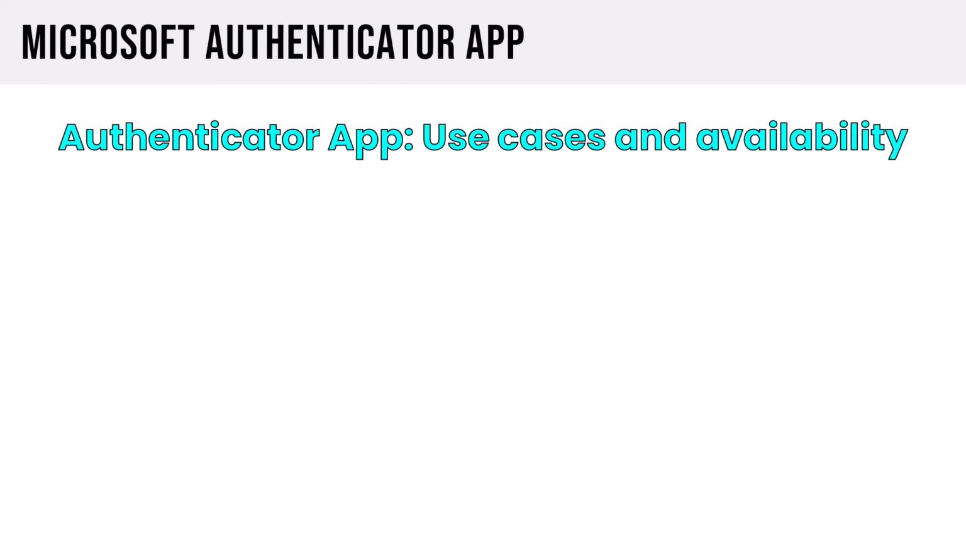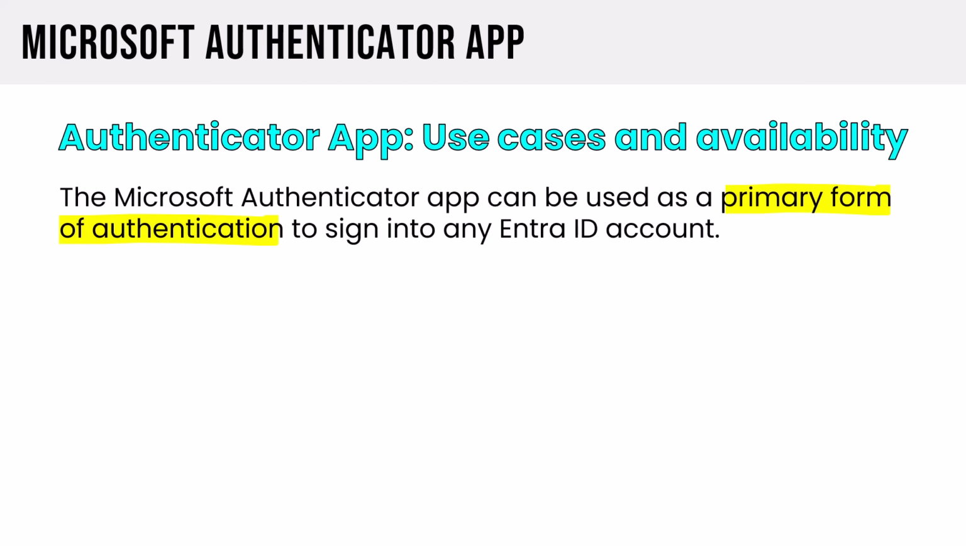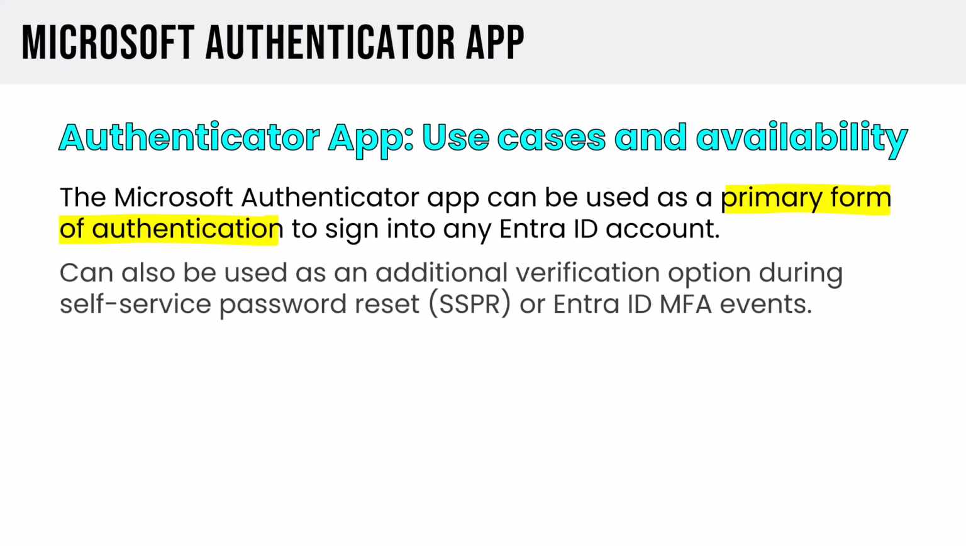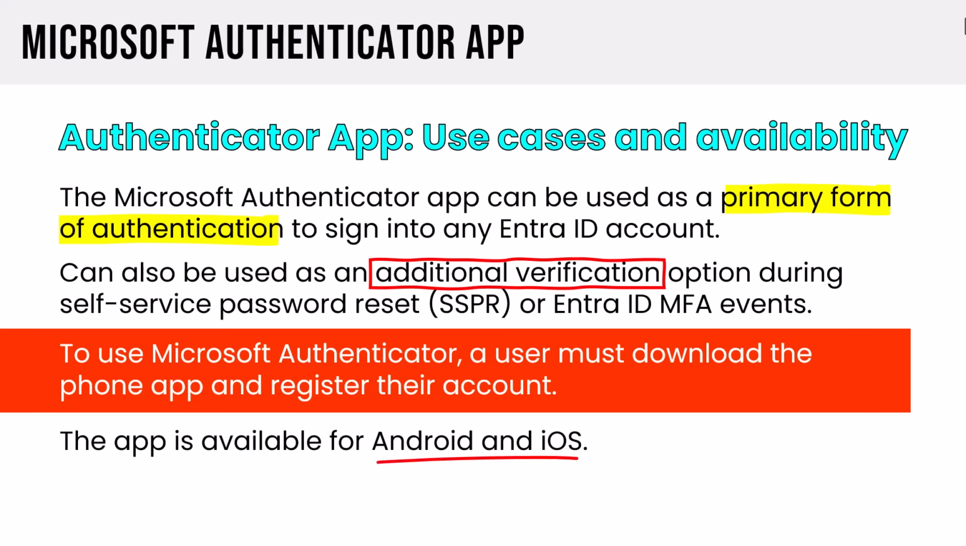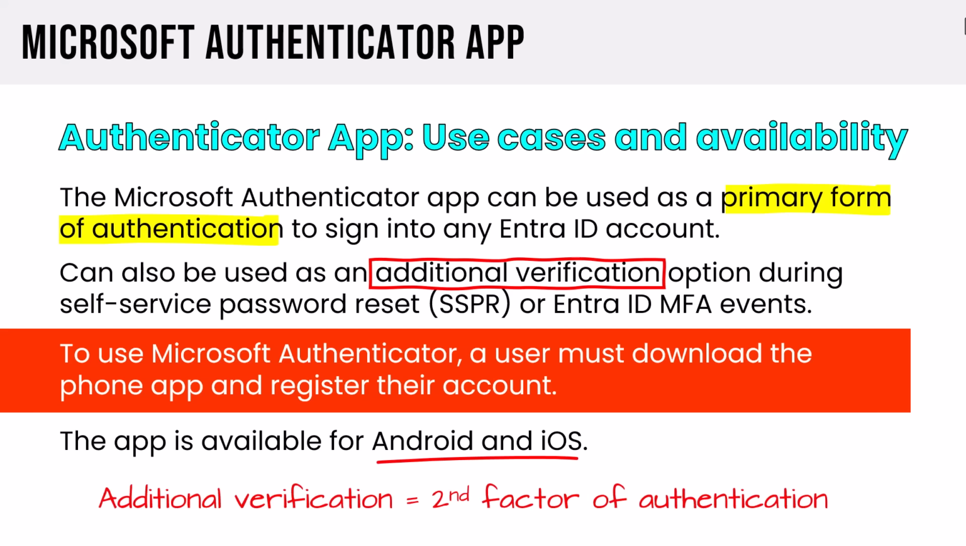So the Microsoft Authenticator app can actually be used as a primary form of authentication to sign into any Entra ID account. It can also be used as an additional verification, a secondary or additional authentication factor during self-service password reset or Entra ID MFA events. Now, to use the Microsoft Authenticator, a user has to download the phone app and register their Entra ID account. That app is available for both Android and iOS. But when I say additional verification, we're talking about second factor of authentication in an MFA sequence.